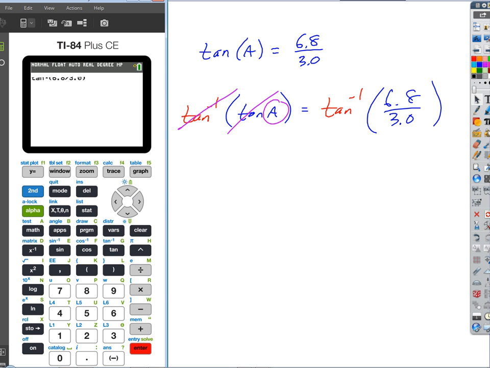Instead of feeding it an angle and getting back a number, you're going to feed it a number and get back the measure of an angle, right? So the measure of angle A, which in this problem they just called A, which is fine. So A is approximately equal to 66.2 degrees. Okay?